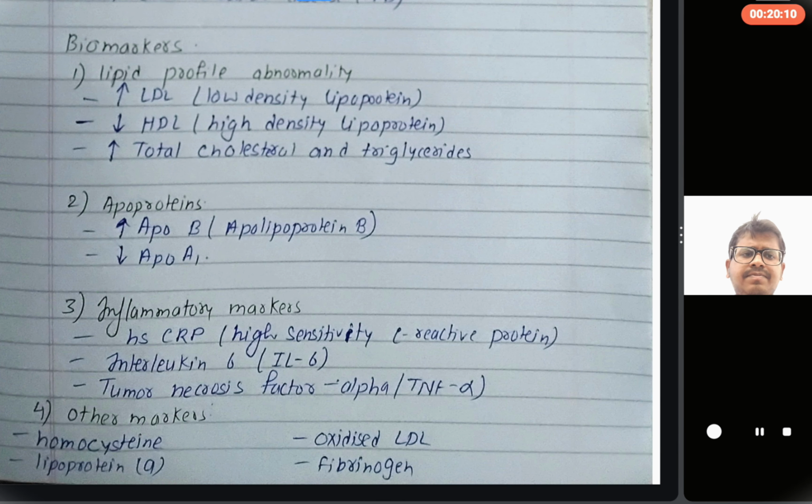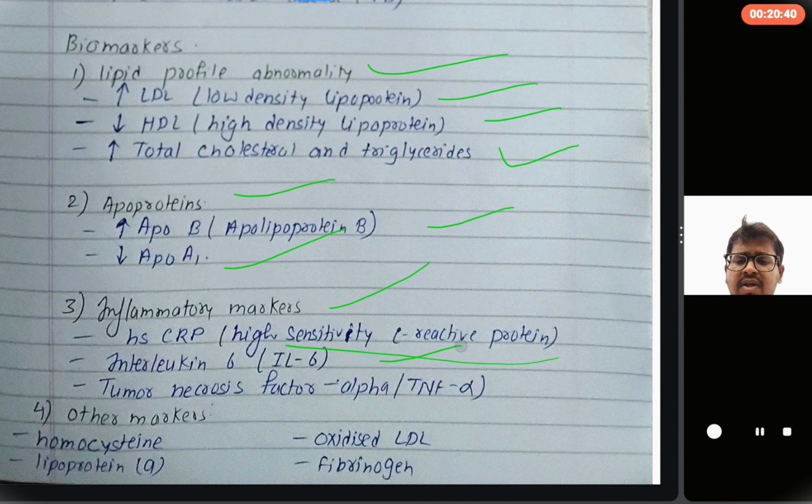I am repeating again. We have 4 biomarkers. First, lipid profile abnormality, which is what will happen in atherosclerosis: they increase LDL level, decrease HDL level, and increase total cholesterol and triglyceride. Another is apoprotein: increase apoprotein B, decrease apoprotein A1. Inflammatory markers: high sensitive C reactive protein, interleukin 6 and tumor necrosis factor alpha, TNF alpha. Other markers: homocysteine, lipoprotein A, oxidized LDL and fibrinogen.